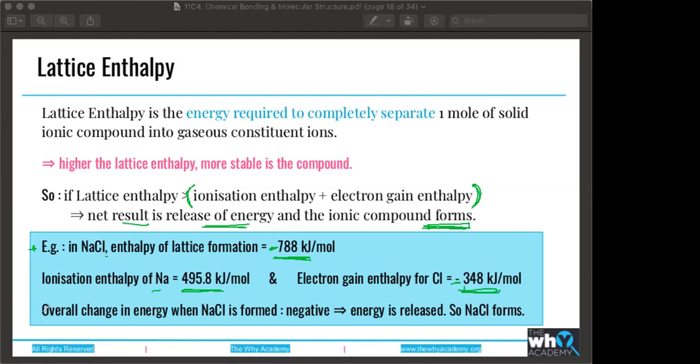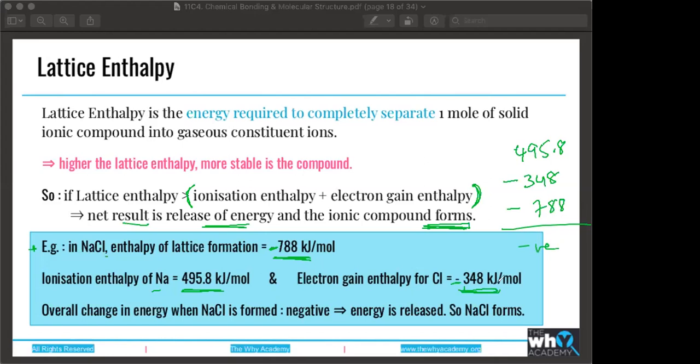So the overall change in energy when NaCl is formed: the change in energy in formation of Na+ is 495.8, electron gain is minus 348, and lattice is minus 788. If you add all of these, are you going to get a positive value or negative value? Negative. Ma'am, I had a doubt.